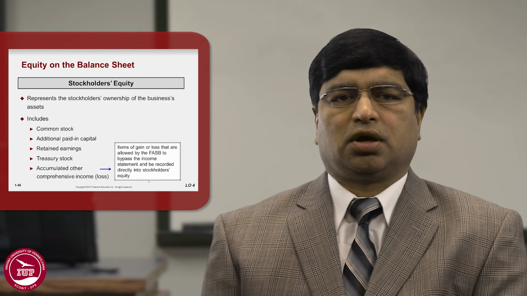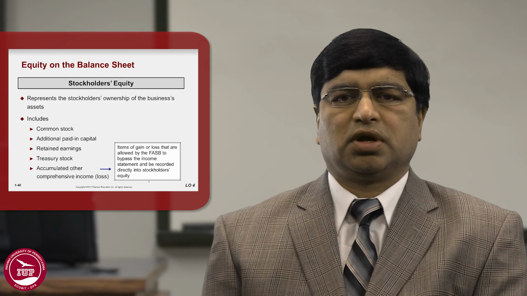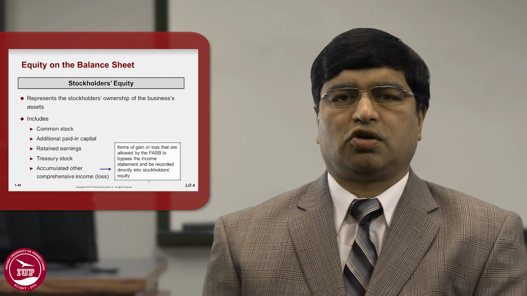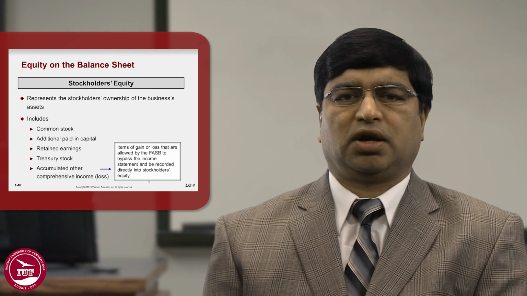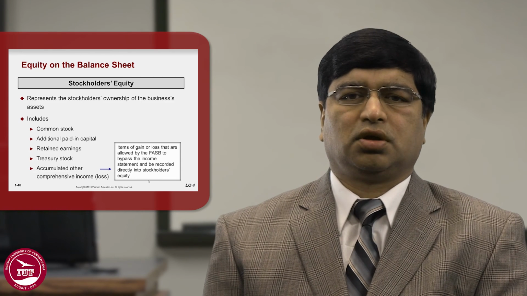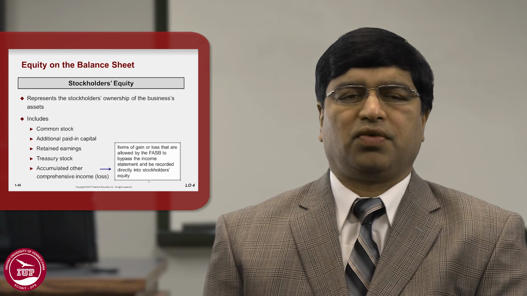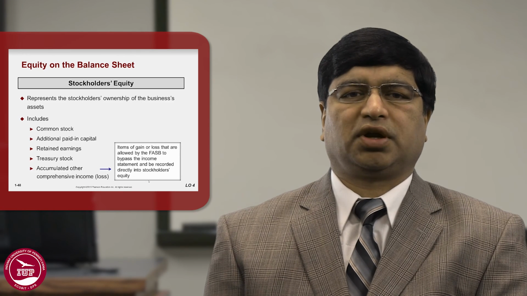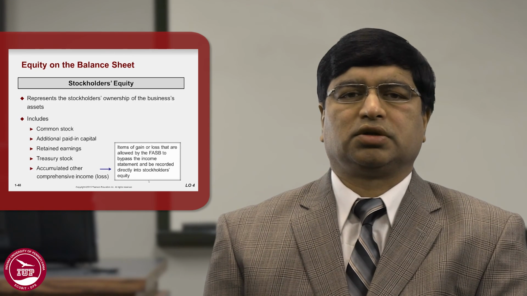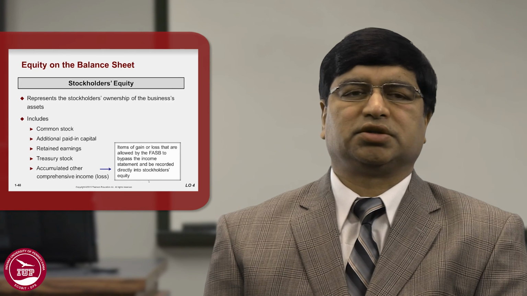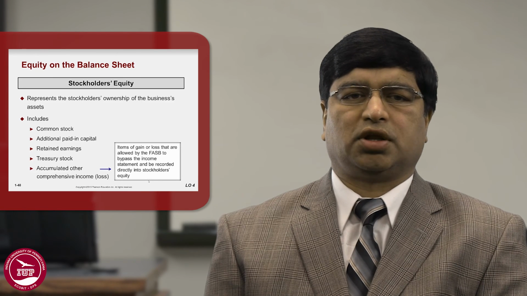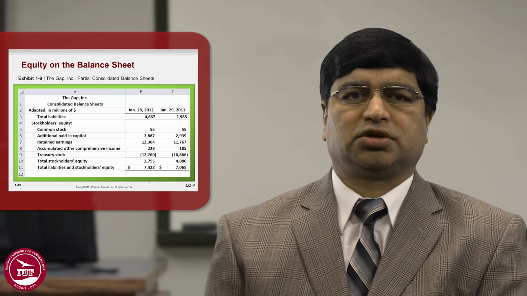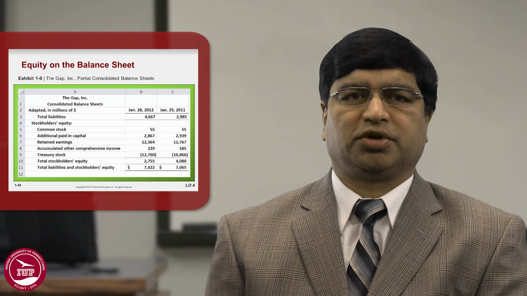As far as accumulated other comprehensive income and losses are concerned, these are items of gains or losses that are not allowed by FASB to bypass the income statement, and they need to be recorded directly into stockholders' equity. So there might be a very unusual loss that might take place during a year, and since that is not part of the regular operations, it might have to be shown through the accumulated other comprehensive income so that you do not impact the regular operations of the business or the regular income statement.